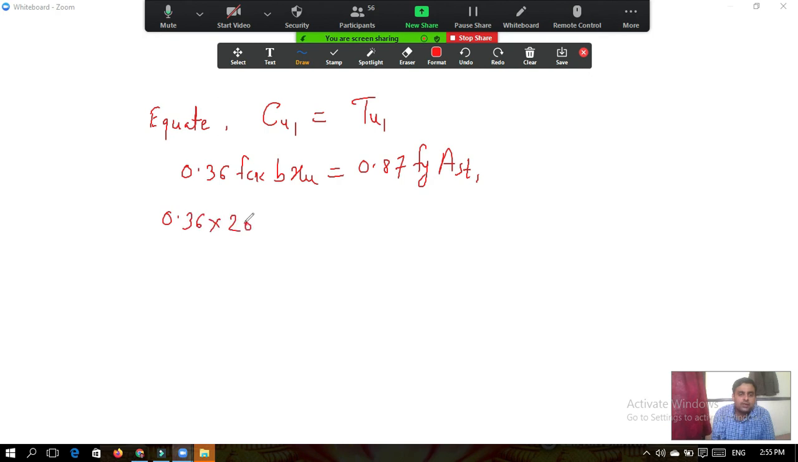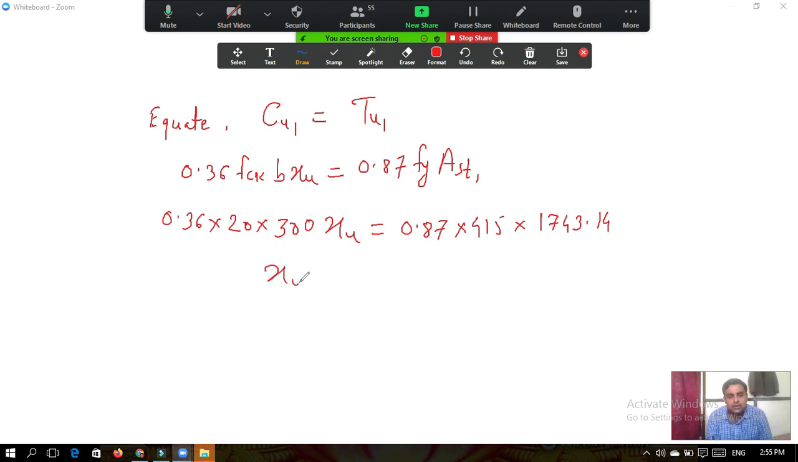0.36 FCK is 20, into B is how much? 300, into XU, which is equal to 0.87 FY, 415, into AST1. AST1 is 1748.14. So if you solve this, you will get the value of XU.